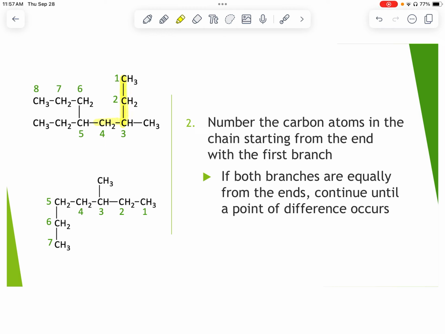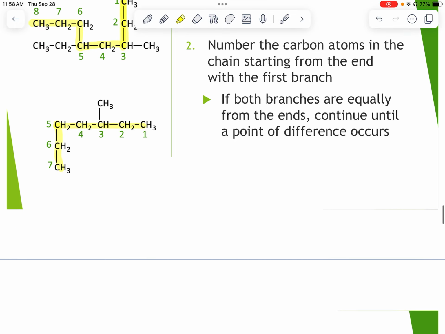1, 2, 3, 4, 5, 6, 7, 8. Notice that it doesn't go left to right. You have to number them where they branch earliest. Same thing here. 1, 2, 3, 4, 5, and a branch. 1, 2, 3, and a branch. So that's the direction that we're going to go in for that one. If both branches are equal from the ends, you're going to continue looking for differences in nomenclature having to do with alphabetical order and things we'll talk about in a second.